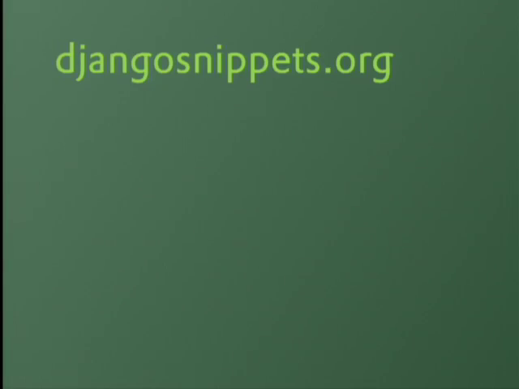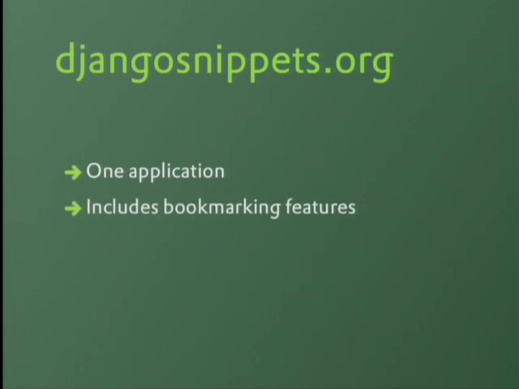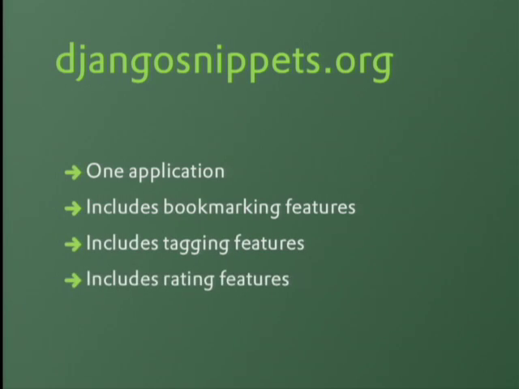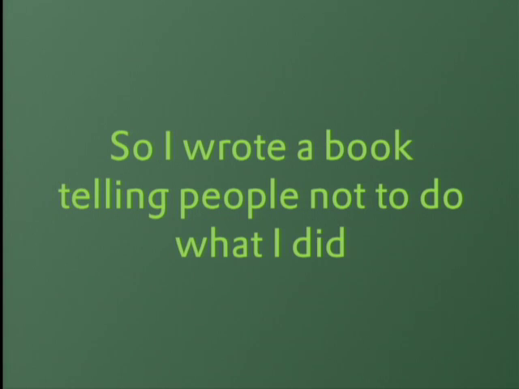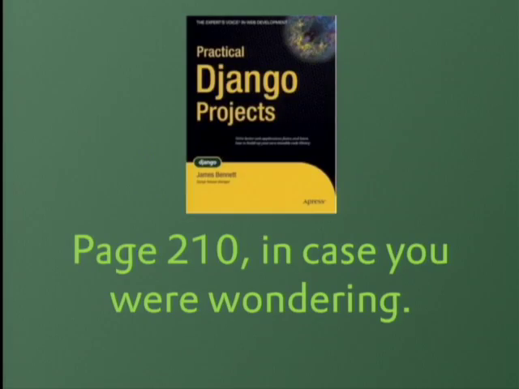Going back to the example of djangosnippets.org. This has really all of the code sharing and everything that you deal with outside of user sign-up in one application. It includes the bookmarking features. It includes its tagging system. It includes its rating features. This bothers me to this day because it really should have been 4 different applications. And if any of you have looked at it, I went out and I wrote a book telling people not to do what I did. If you have a copy, page 210 will tell you why that should have been 4 different applications and not one.